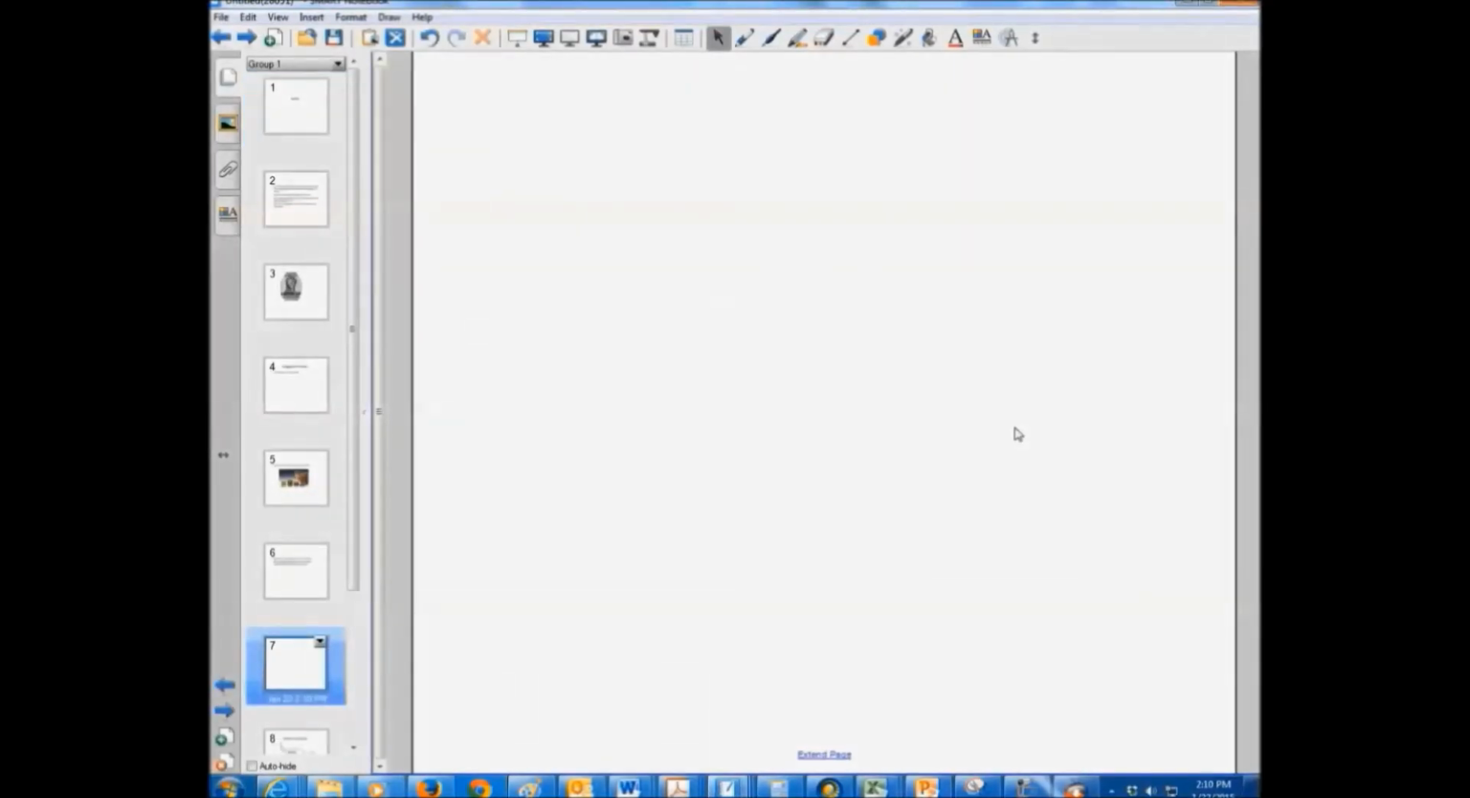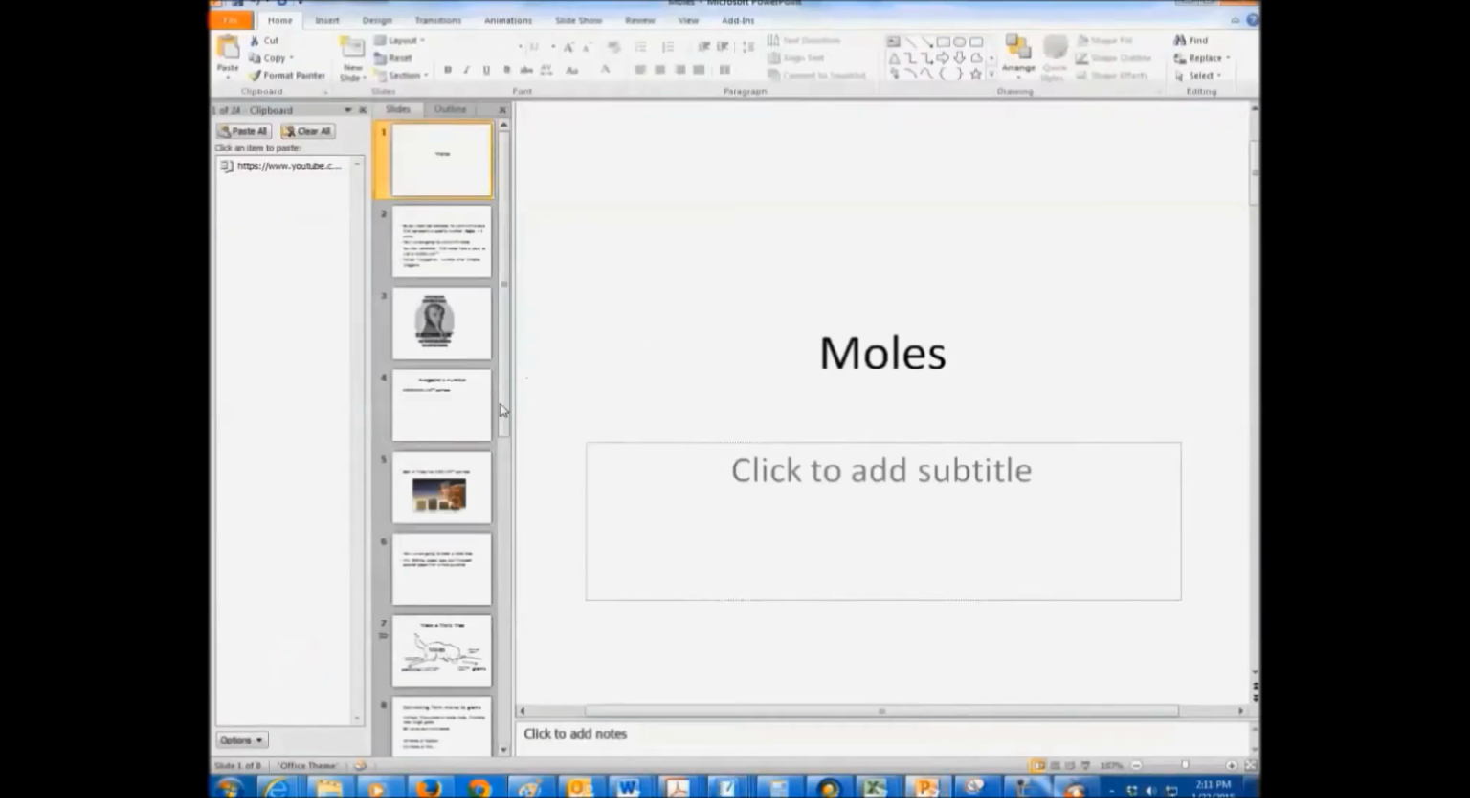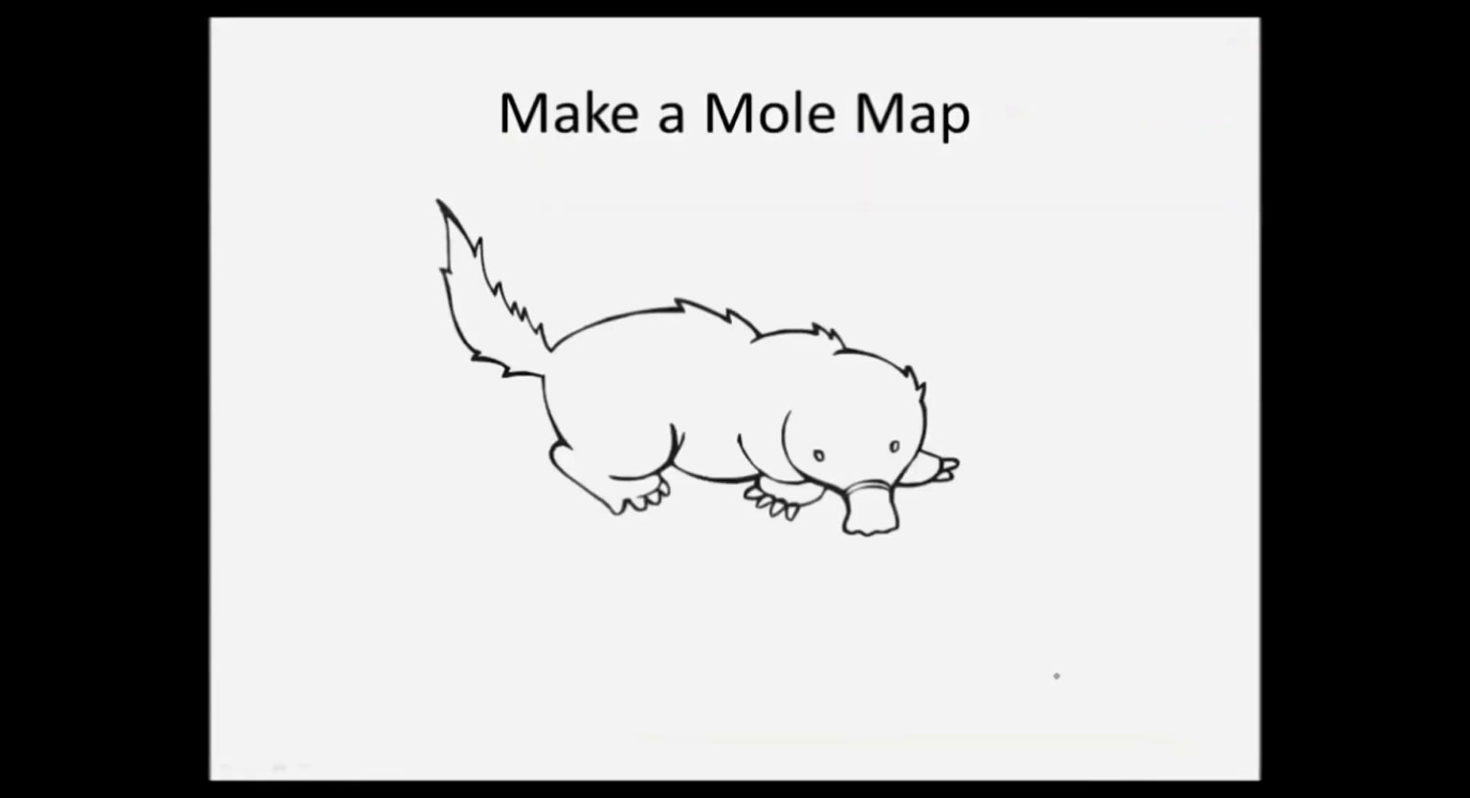All right, so turn your paper sideways. And in the middle, I want you to draw a mole. Now, your mole doesn't have to be fancy. I tend to just draw it like this, although mine looks more like a mouse than a mole. But in the middle of your paper, you're going to draw a mole.